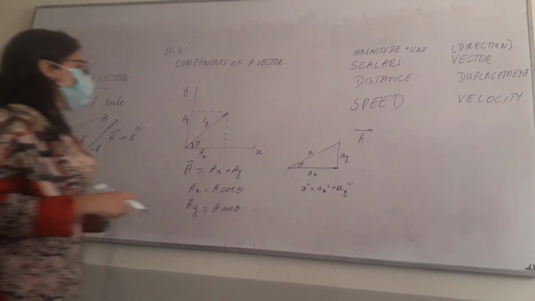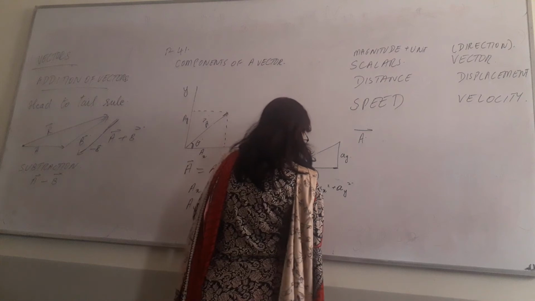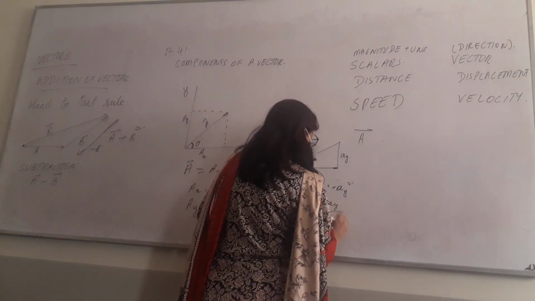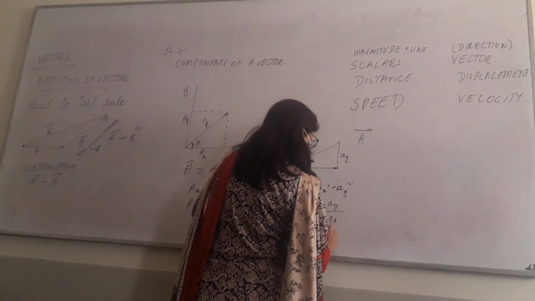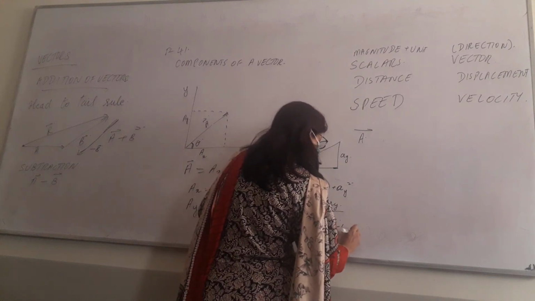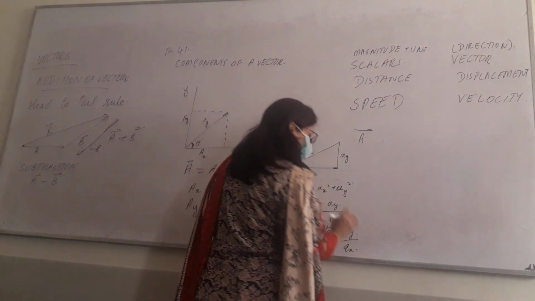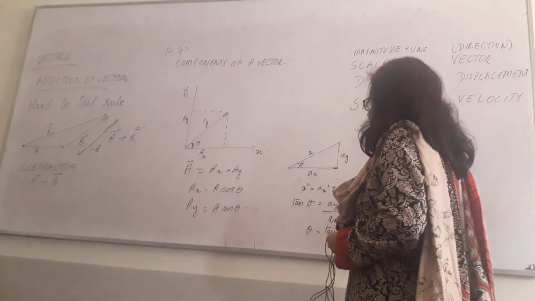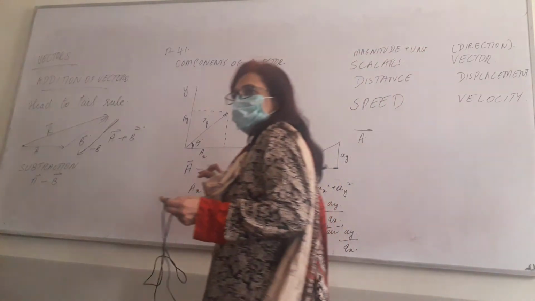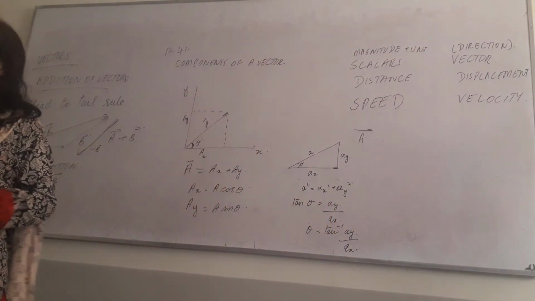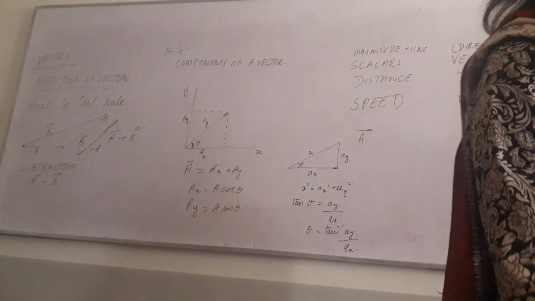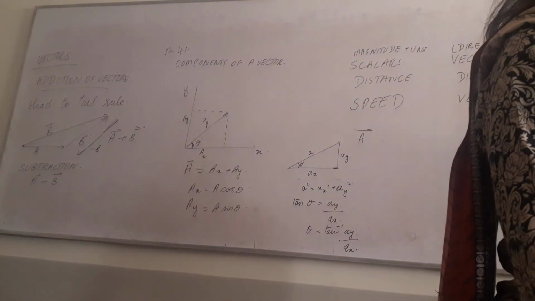Similarly we have tan theta is equal to Ay over Ax. So we can find theta is equal to tan inverse Ay over Ax. Please remember, since we are working with vectors, be careful about the symbols. Whenever there is a vector quantity, draw an arrow on it, okay. Right.